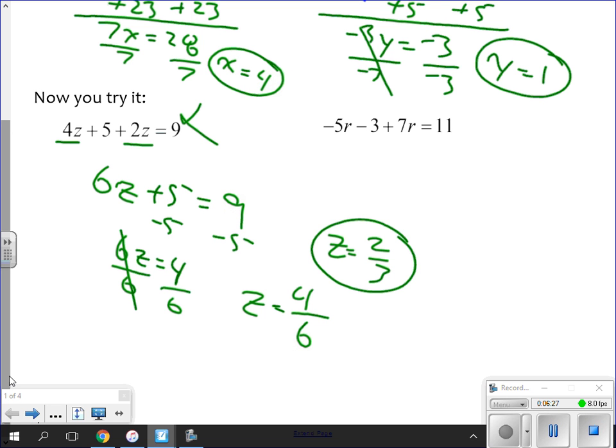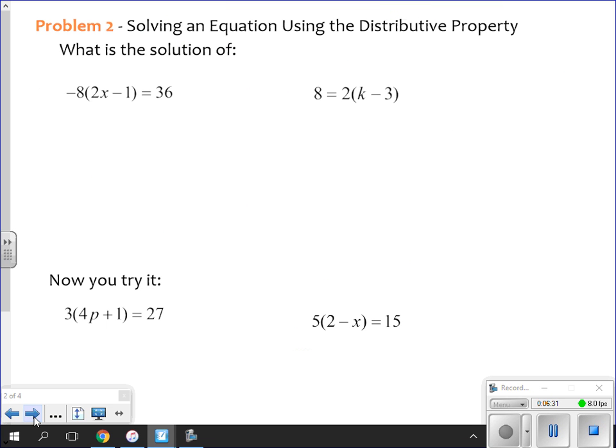Okay. Questions? We're not going to do that second one. Next page, because we don't have a lot of time. Cross it off, please, on your paper, the one we didn't do.